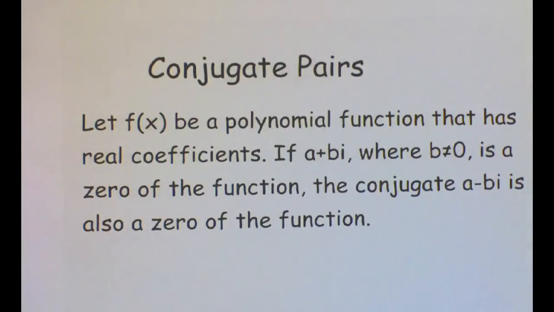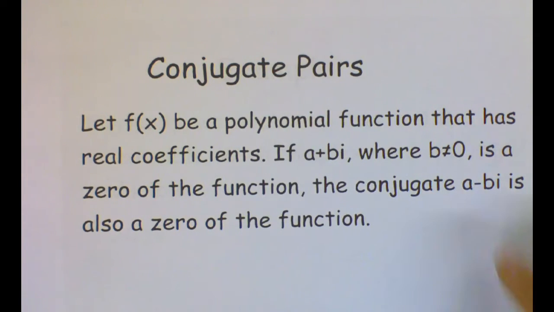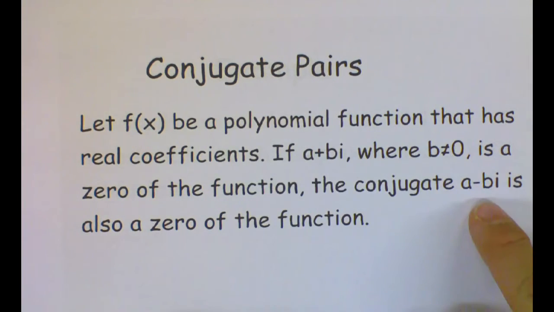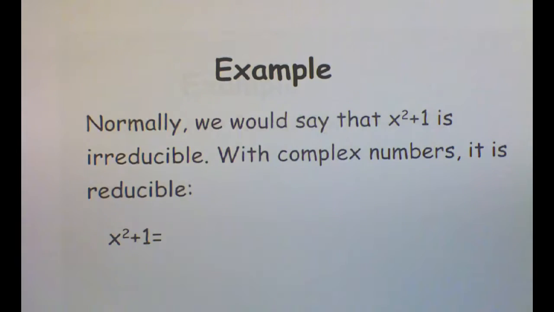All right, I think I've fixed the camera a little bit. So conjugate pairs are next. If f of x is a polynomial that has real coefficients, and a plus bi, where b is not 0, is a 0 of the function, then the conjugate a minus bi is also a 0. So if you have a complex number as a solution, the conjugate is also a 0. Remember, we just switch the plus and minus on the imaginary portion.